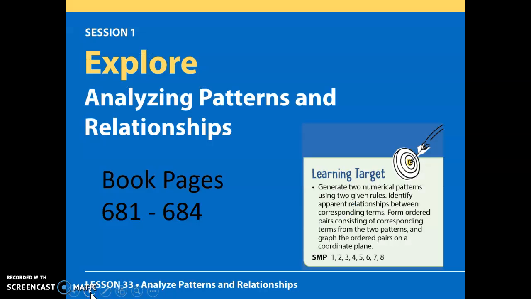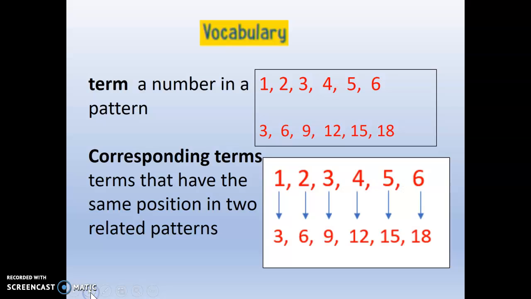So we're going to be in our book, page 681 to 684. We're going to be analyzing patterns and relationships. So the first thing I'm going to go over is some vocabulary we're going to be talking about. The first one is the word term, which is a number in a pattern.